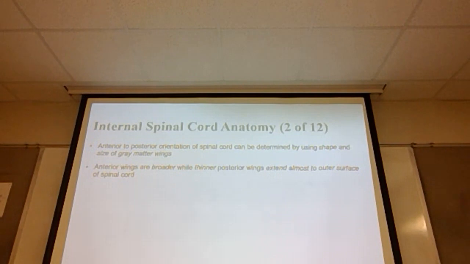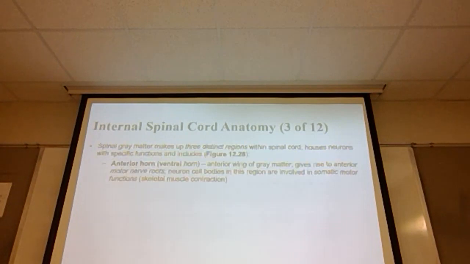Anterior to posterior orientation of the spinal cord can be determined by using the shape and size of the gray matter wings. The anterior wings are broader and thinner, whereas the posterior wings extend almost to the outer surface of the spinal cord. The gray matter makes up three distinct regions. Within the spinal cord, the gray matter houses the neurons with specific functions, including the anterior horn, for instance. The anterior wing of the gray matter gives rise to the anterior motor nerve roots.